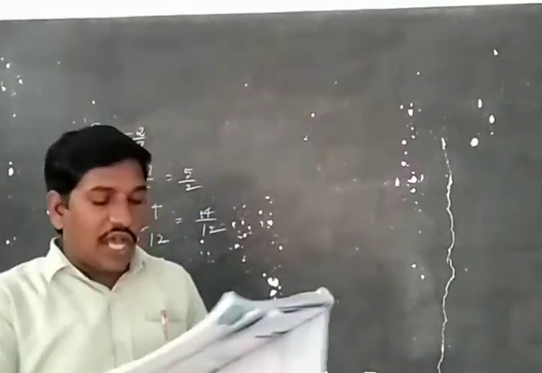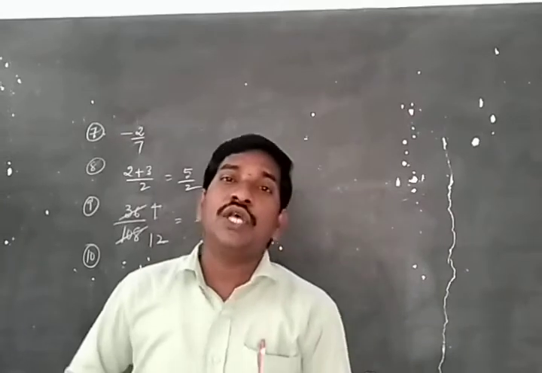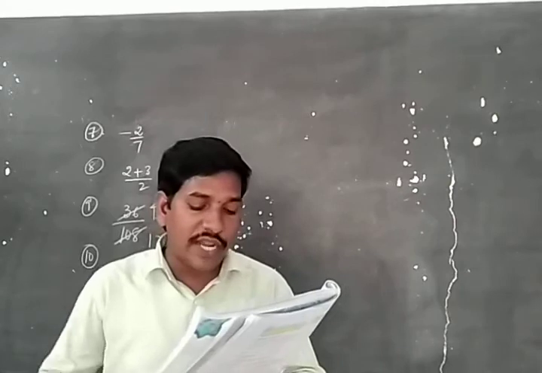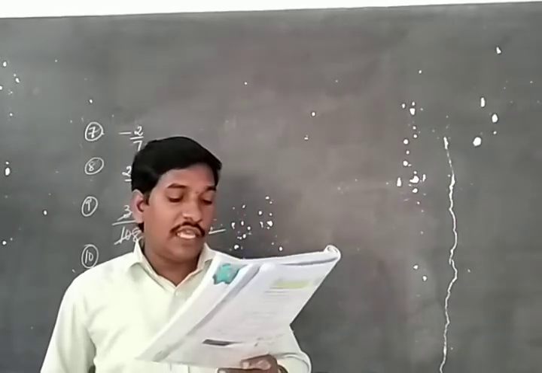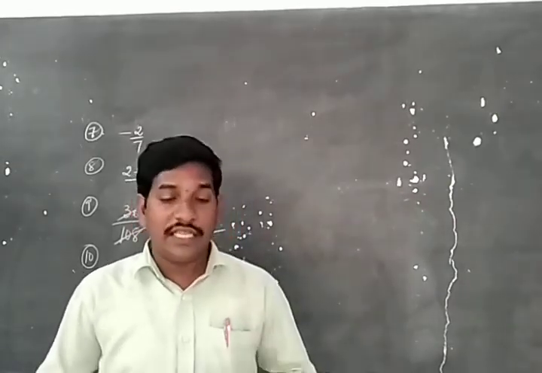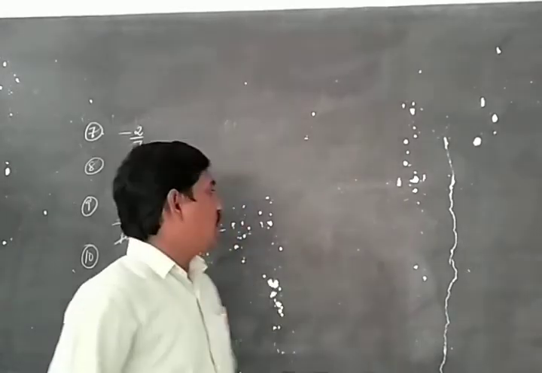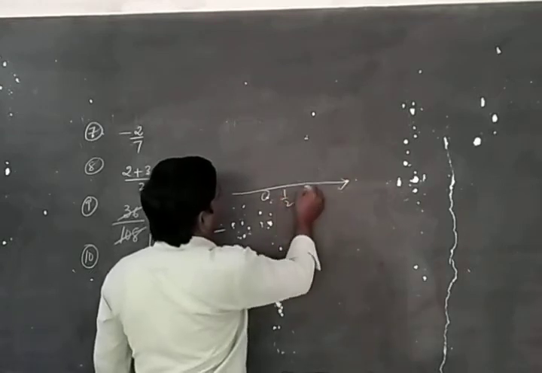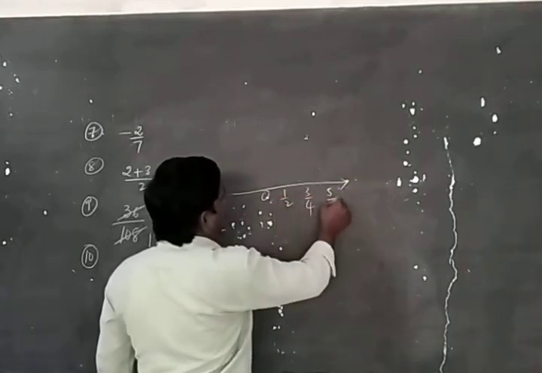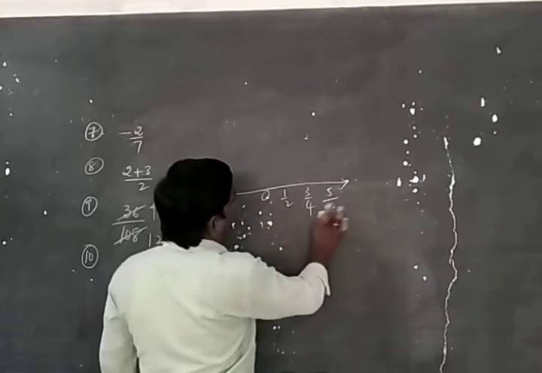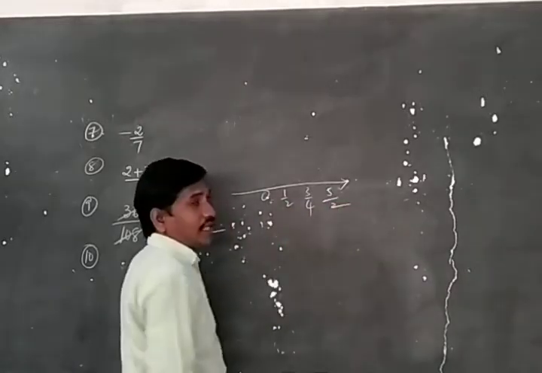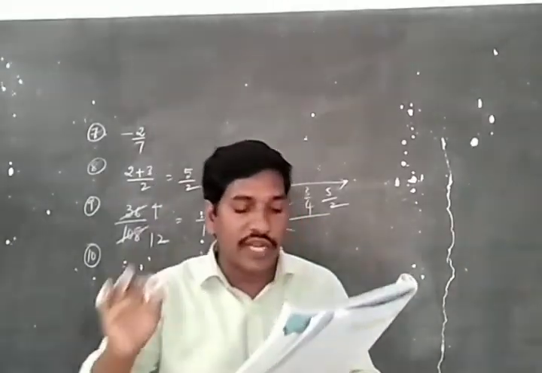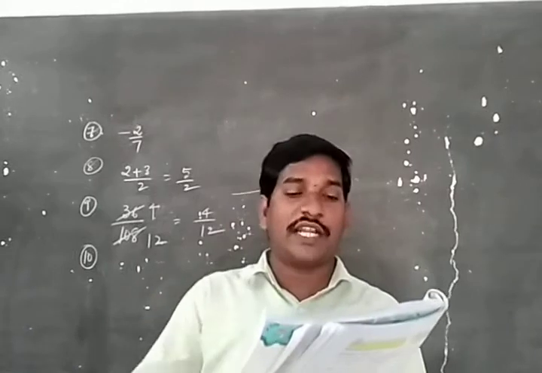Okay, which of the following are not false? Not false means true. Which choices are correct. Every positive rational number is greater than 0. So this is 0. Okay, 1 by 2, 3 by 4, 5 by 6. All these are greater than 0. Every positive rational number is greater than 0. That is also a correct one.